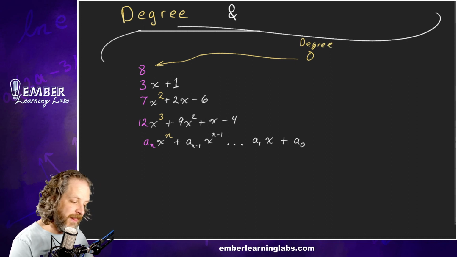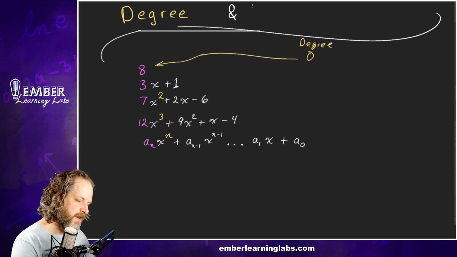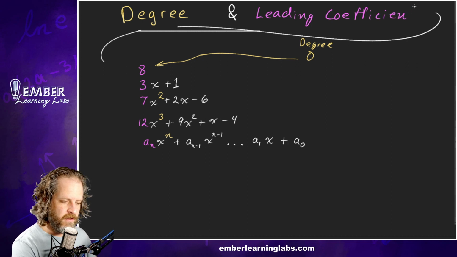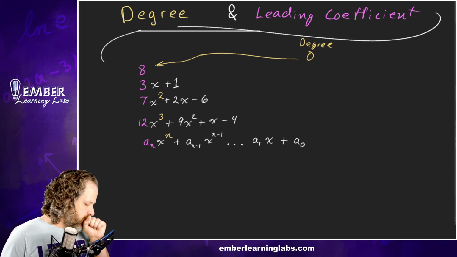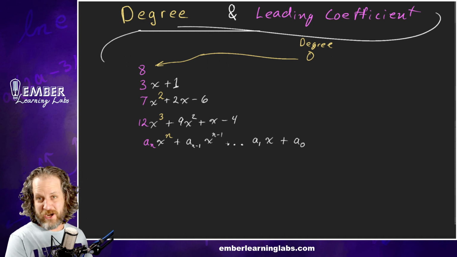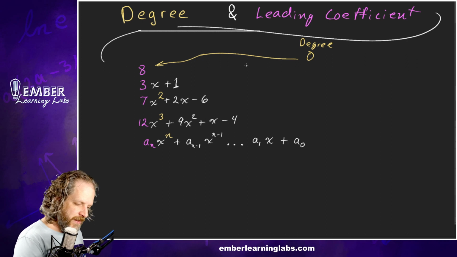The leading coefficient of the polynomial, let's add that back in here. Leading coefficient. All right, we did it. So the leading coefficient is the number that's in front of the term that contains the degree. So this right here, the leading coefficient would be 12.